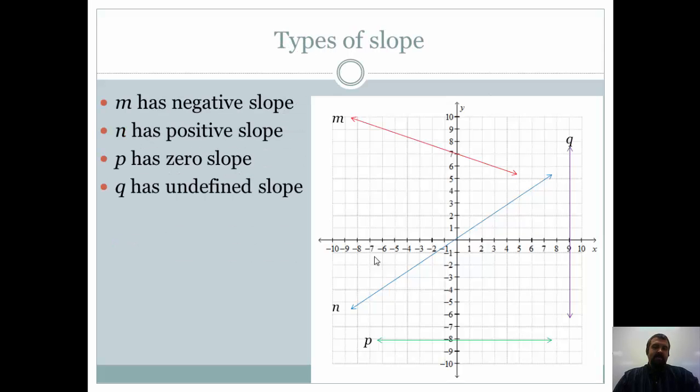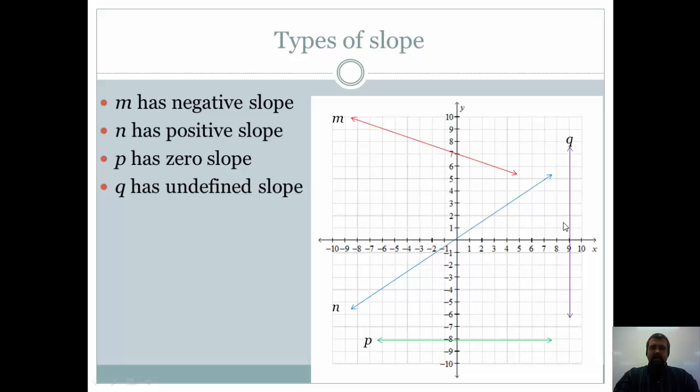If I look at different types of slope, line M here has a negative slope because it's going downward as I move to the right. It changes down as it runs to the right, so therefore it's a negative slope. N has a positive slope because it rises as it runs to the right. And P has zero slope because it's a horizontal line. It has zero steepness. No steepness, no slope.